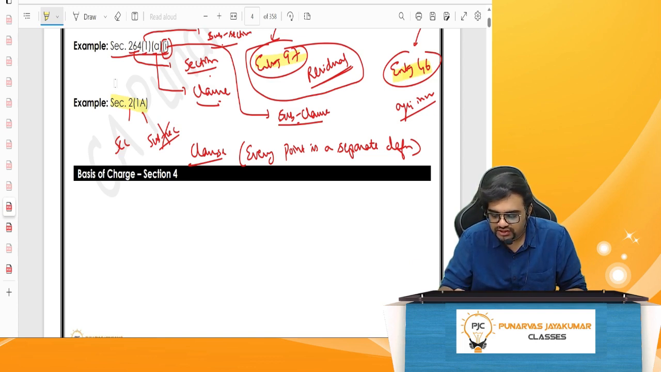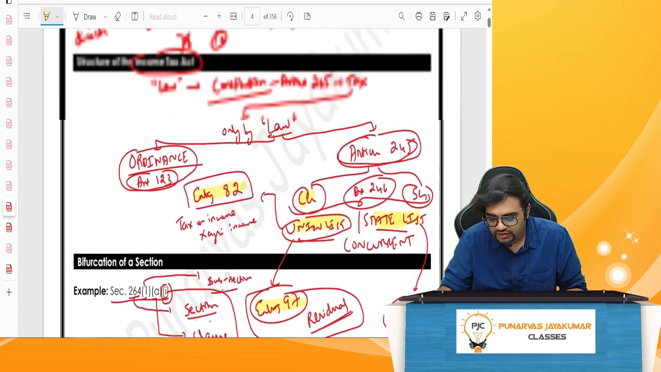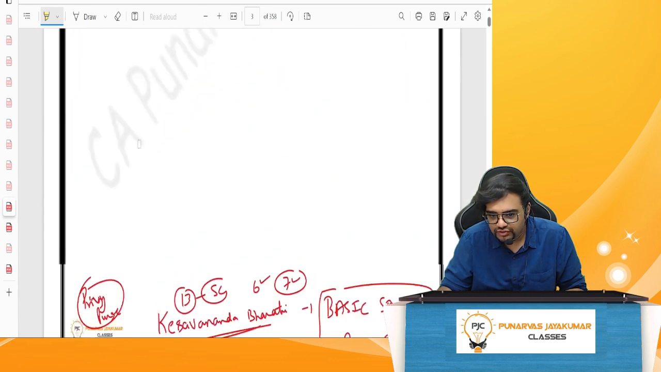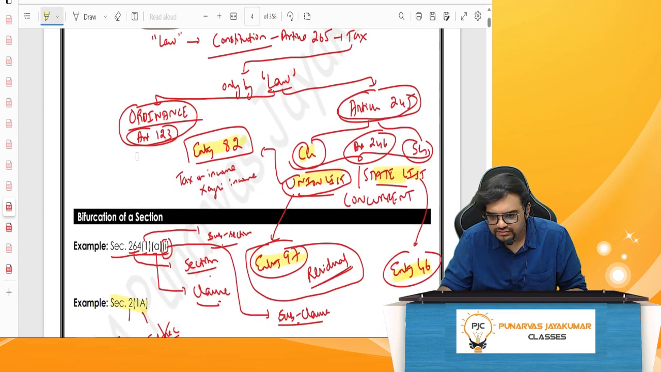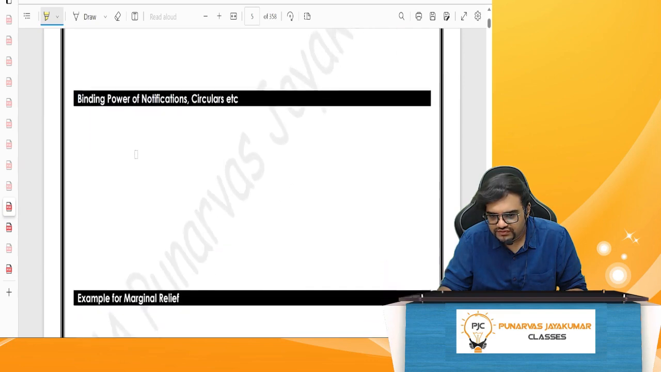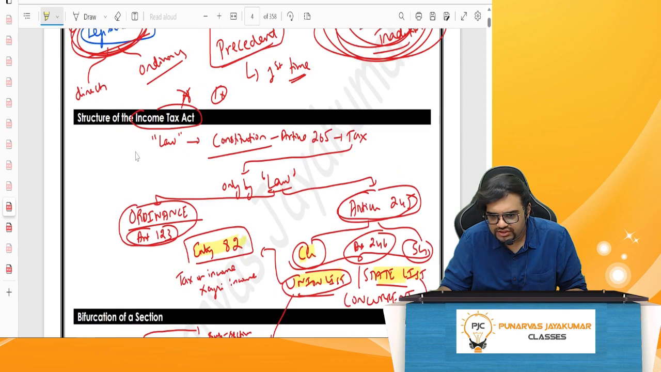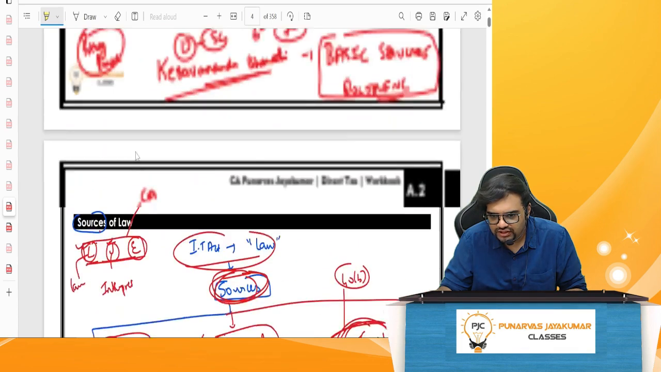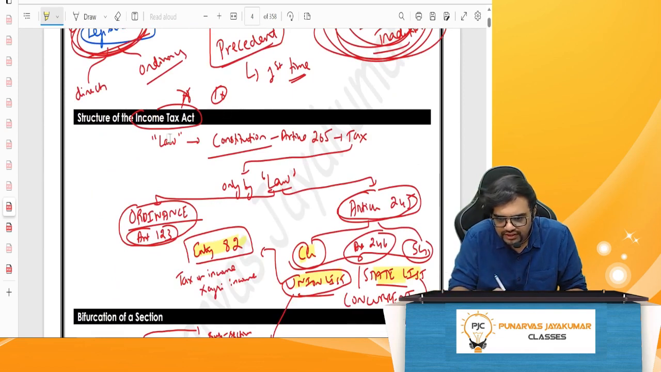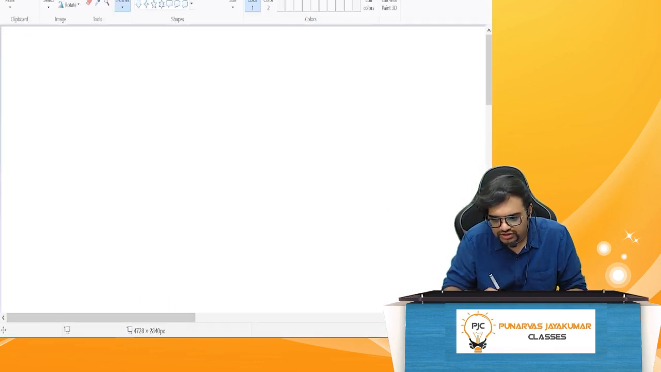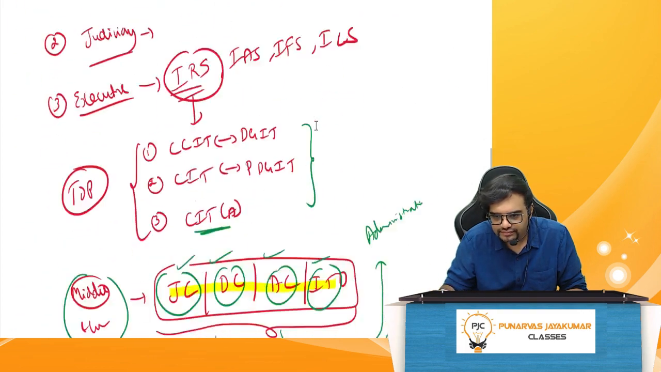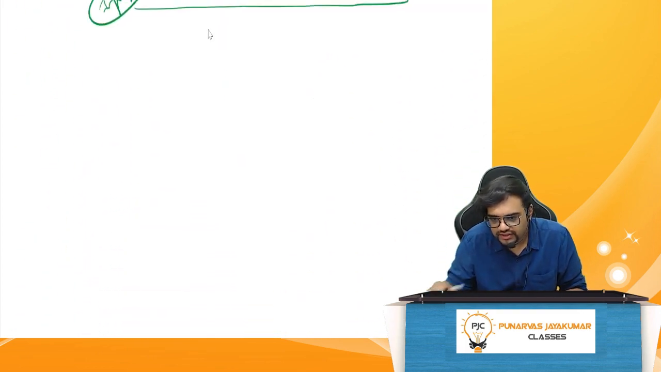So coming to the entire structure of the Income Tax Act, everything is divided into chapters. Basis of charge is fine, all this we'll see. Wherever there is place, you can write down, or you can write in your book, doesn't matter. I'm talking about the structure of the Income Tax Act. How many chapters are there?